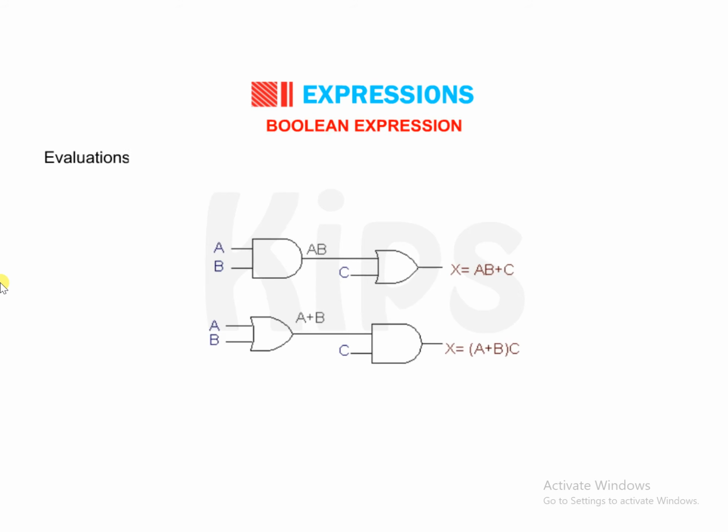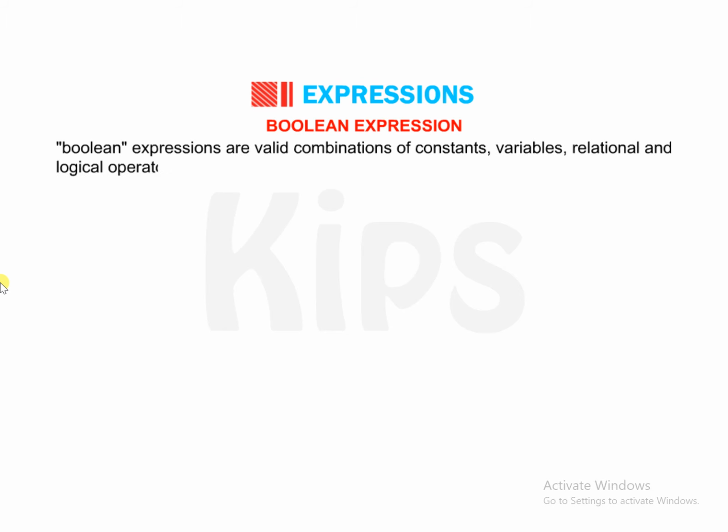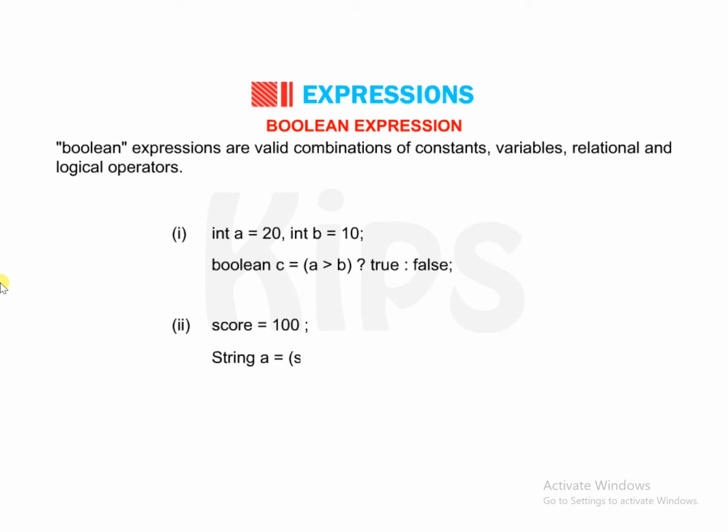Boolean expression. Evaluations of expressions that result in true or false are called Boolean expressions. Boolean expressions are valid combinations of constants, variables, relational and logical operators. Number 1, int a = 20, int b = 10; boolean c = a > b ? true : false;. Number 2, score = 100; String a = (score == 100) ? "excellent" : "good";.